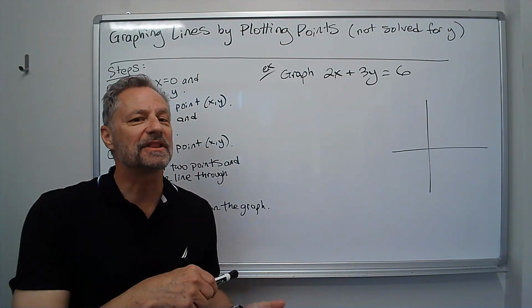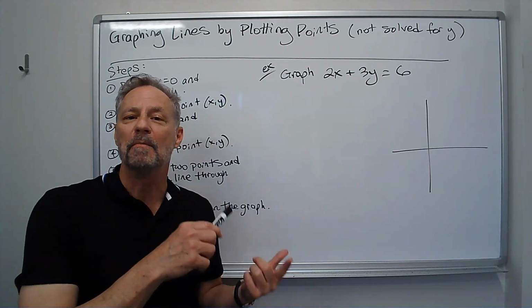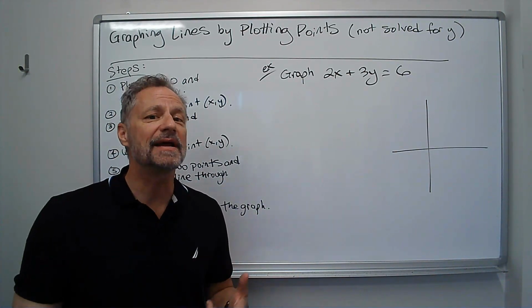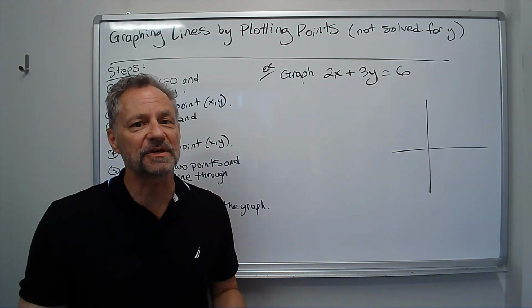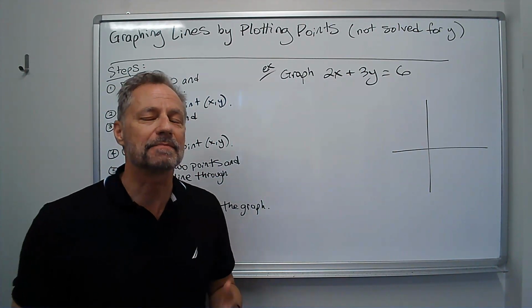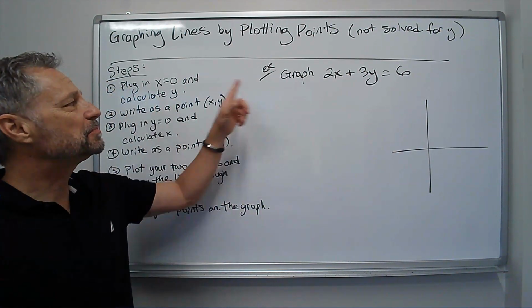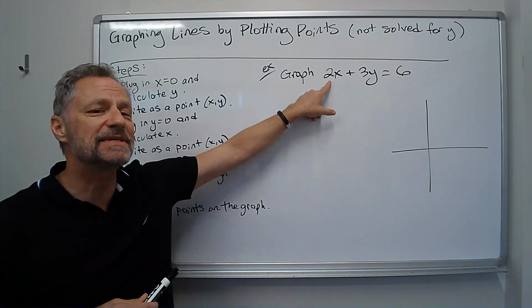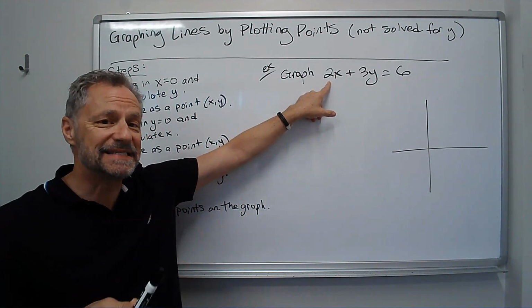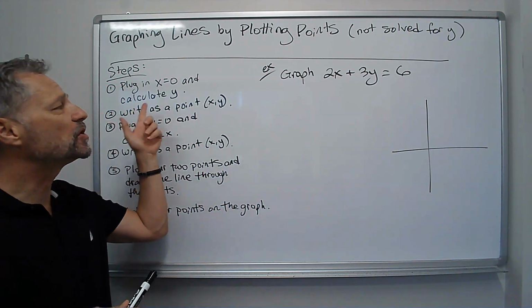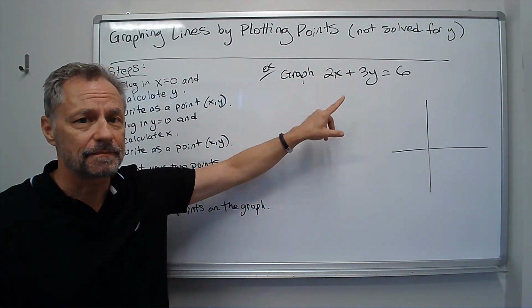We're going to graph a line by plotting points, but this graph is not solved for y. I'm going to solve it differently than I did in my last video. Okay, so here's the idea. First, I'm just going to plug in x equals 0. We can actually use any number we want to. I like using zeros, so I'm going to plug in x equals 0, and I'm going to calculate y.